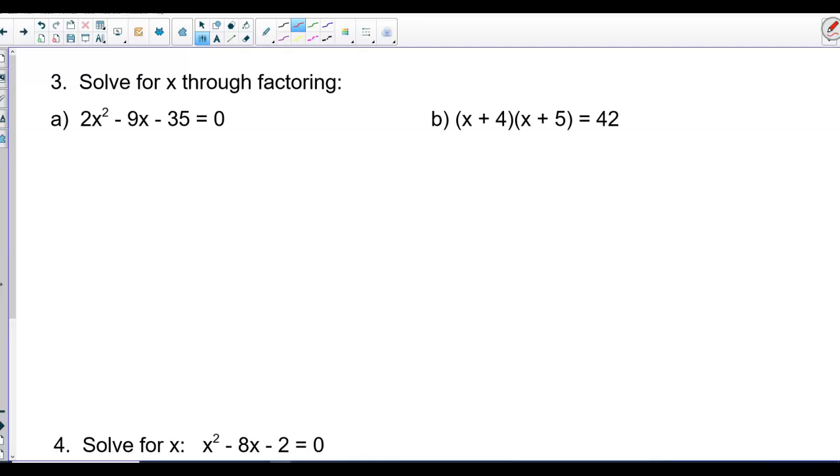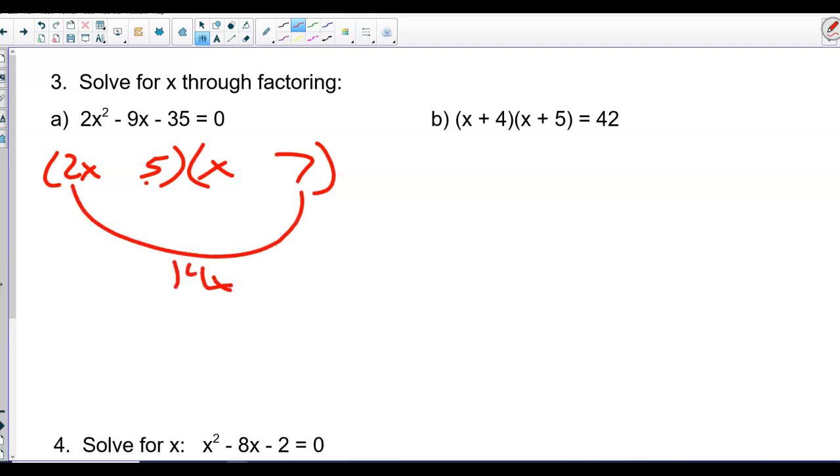First one is straightforward factoring. I'm going to put the 2x down and the x down because there's no GCF. 2x times x gives you 2x squared. My most common factors there are going to be 1 and 35 or 5 and 7. I'm always a fan of choosing the middle ones first. If I put the 5 here and the 7 here, I get 14x and 5x. I can make that a -9 by making it -14. So this is a minus, this is a positive.